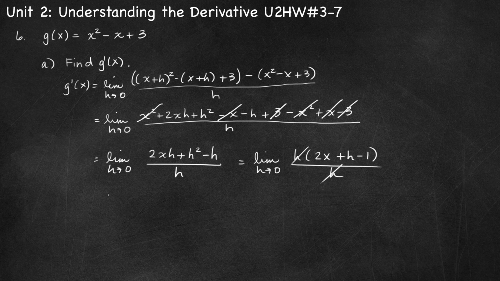H's cancel. If you're using this limit definition of the derivative and your h's don't cancel, you know you did something wrong along the way algebraically. So that's kind of the whole goal here, is to get that h on the bottom to cancel out. So now we have the limit as h approaches 0, 2x plus h minus 1. I'm going to find this limit by substituting 0 in for h, and I just get 2x minus 1. That's my equation for g prime of x.